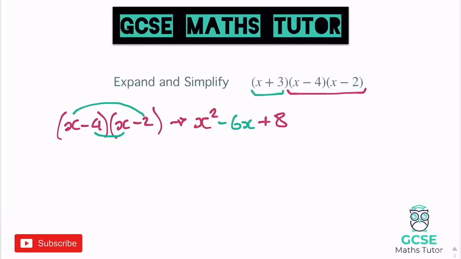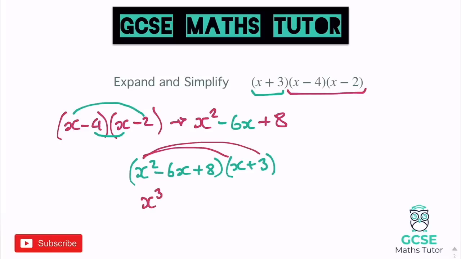If we write this all out in a single bracket again, what do we have? We have x squared minus 6x plus 8 in a bracket, and then put your x plus 3 afterwards, and we're just going to follow the same process. Again, you could put this x plus 3 at the start, it's completely up to you. I might do that on the next one, but let's have a look. So x squared times x gives us x cubed.